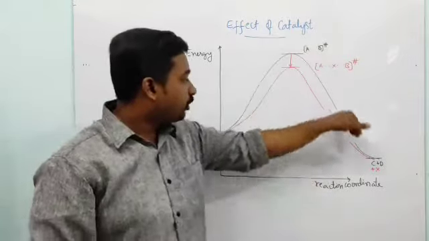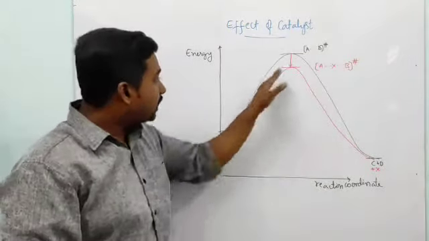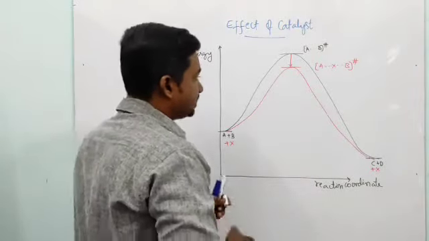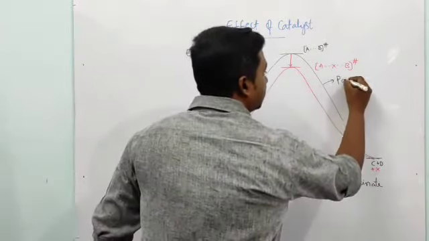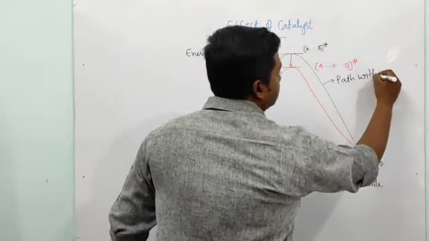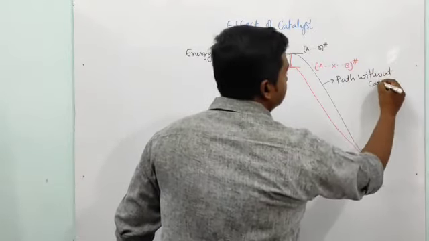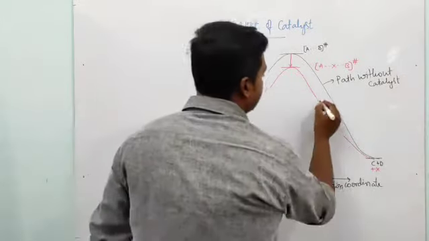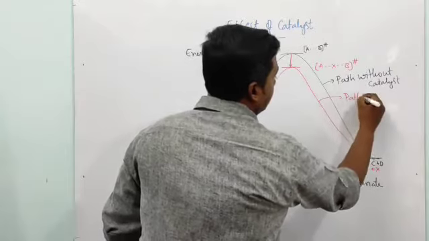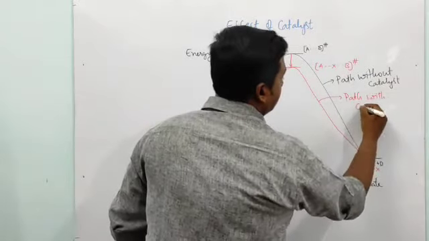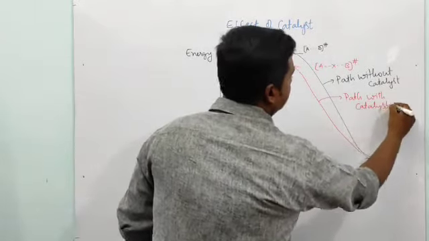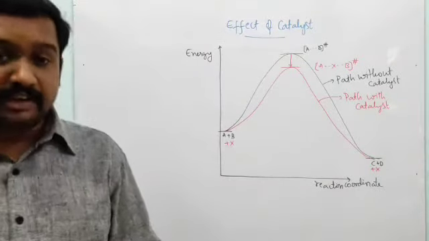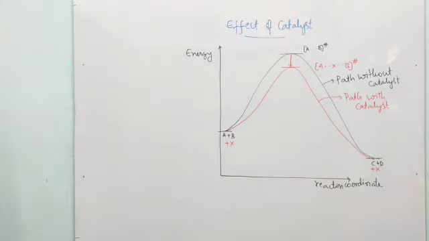There was a path followed by the reactants. Now a new path is being followed. So we say the old path is the path without catalyst. This is the path without catalyst. And the new path is the path with catalyst. Yes. So this is the graphical representation of the effect of catalyst on the rate of reaction.